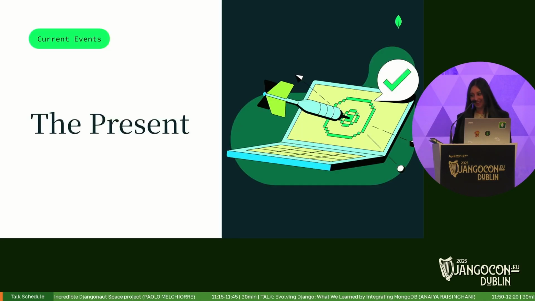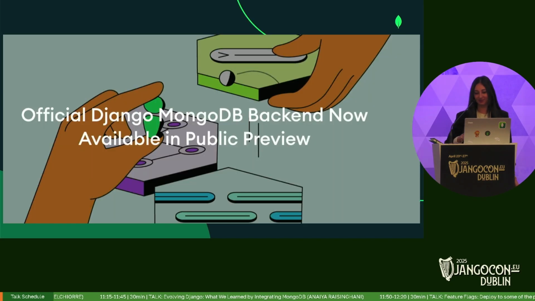So all of that was to say that this brings us to the present. In February, earlier this year, we announced that our official Django MongoDB backend library was available in public preview. So what exactly does this mean, and why should all y'all be as excited as we are? Let's begin by answering exactly what this library is, right?